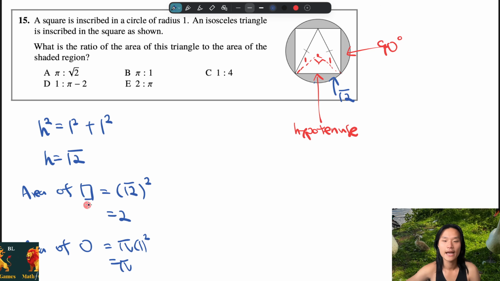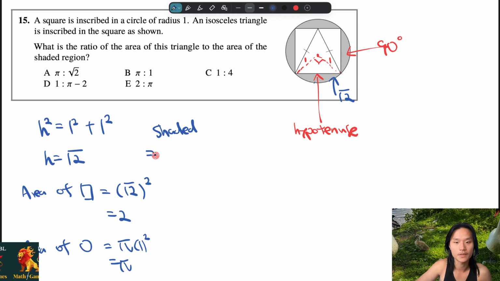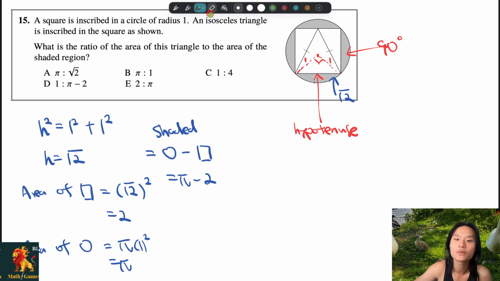So now that we have the area of the square and the area of the circle, we can find the shaded area, which is just the difference of the two. So shaded area being the difference of circle and the square. So that gives us pi minus 2. Okay, let's highlight this because this will be important.